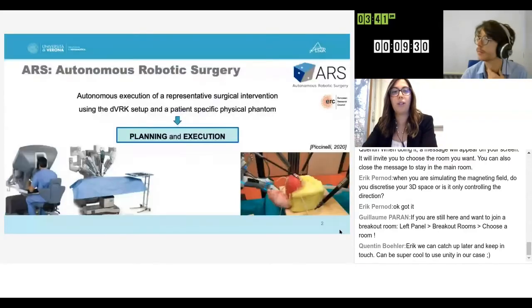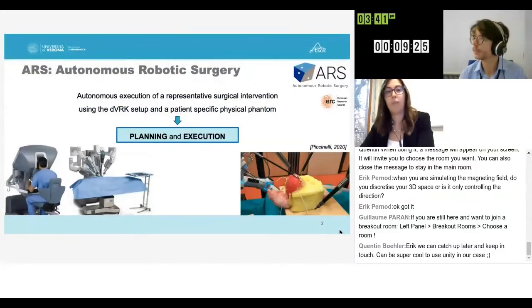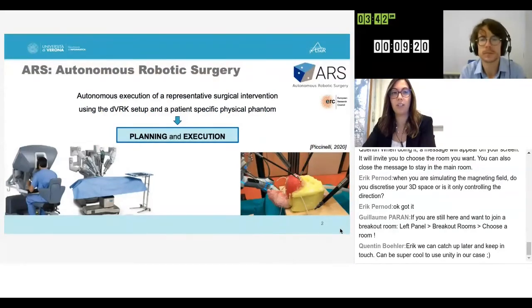And in particular, my PhD project is within the autonomous robotic surgery project, where the aim of this project is to have the Da Vinci research kit execute representative surgical intervention in complete autonomy on a patient-specific phantom. And when I say autonomously execute the intervention, I don't only mean that the robot has to move without being controlled by the surgeon, but the robot also has to be able to plan the actions to make and also to make decisions based on the current status of surgery.